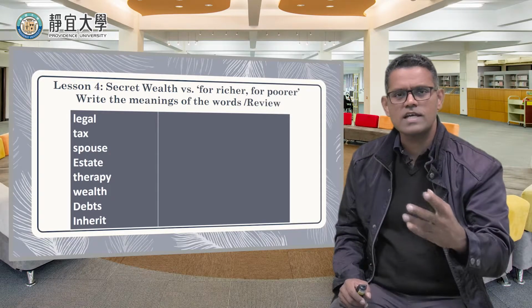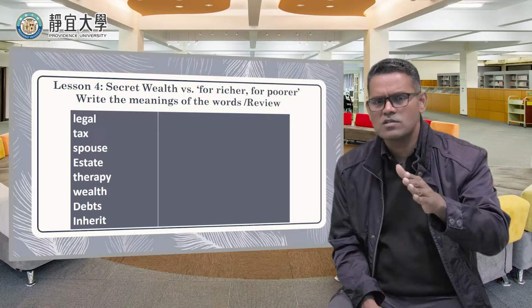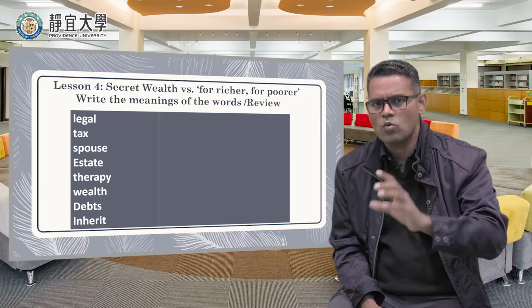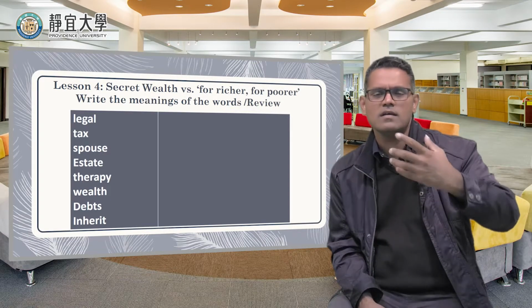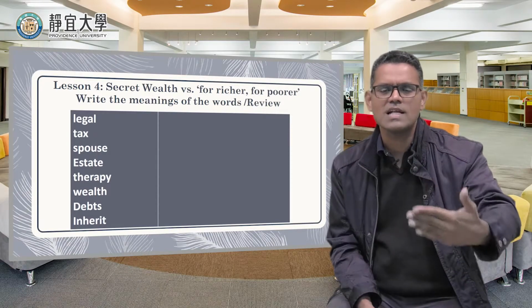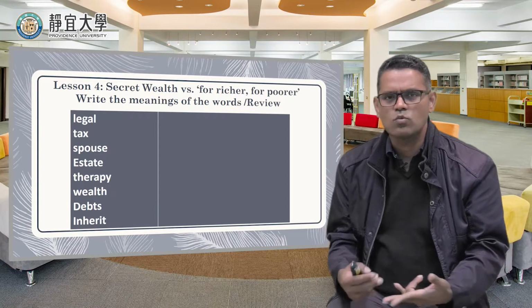So tax. Let me try. It talks about income tax. The news article talks about income tax, and it talks about husband and wife. They earn money, and then they have to pay income tax. Income is earning, like every month's salary or annual income. So the husband pays money and the wife pays money.